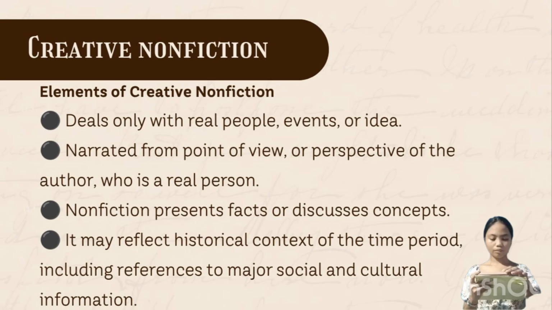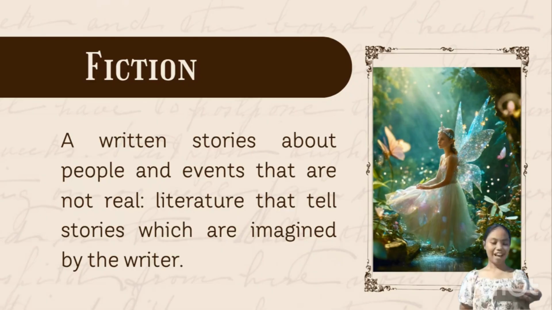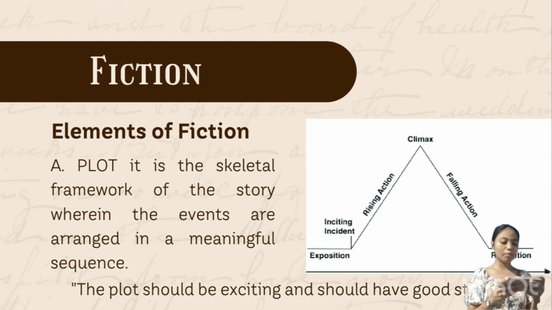So, fiction are written stories about people and events that are not real. For example, Kwentong Pambata and MSA. Literature that tells stories which are imagined by the writer. Elements of fiction. A. Plot. Plot, it is the skeletal framework of the story wherein the events are arranged in a meaningful sequence. So, the plot should be exciting and should have good structure.